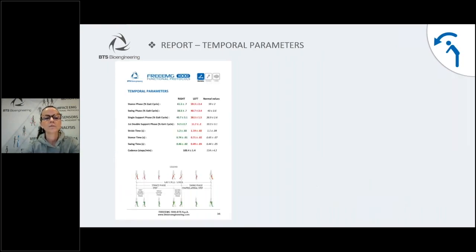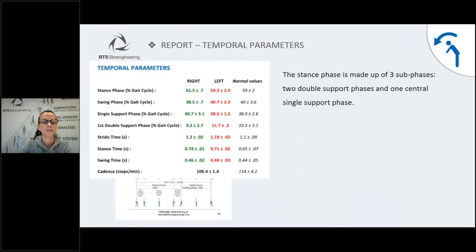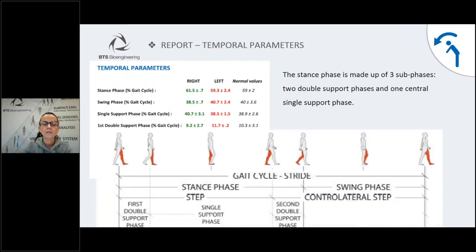Let's now move on to temporal parameters. As we have just seen in the description of the indexes, any report information refers to the gait cycle, so we need to understand how to complete the gait cycle. The cycle starts with the contact of one foot with the ground and it ends with the next contact of the same foot.